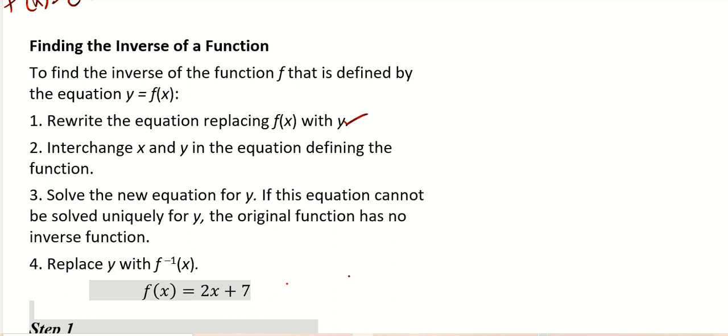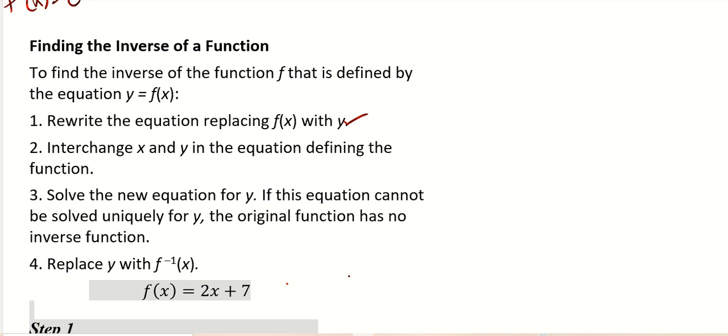Then the second thing we want to do is interchange our x and our y in the equation defining the function. So wherever we see an x, we'll swap it with the y. Wherever we see a y, we'll swap it with the x. Then the next step of the solution will be to solve for y of the new equation. And if this cannot be solved uniquely for y, then the original function has no inverse. Which also goes back to if it wasn't 1 to 1, then we cannot have an inverse.